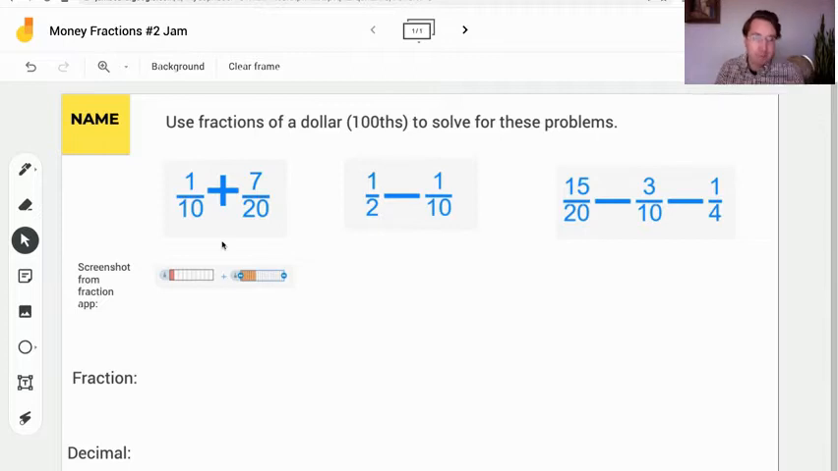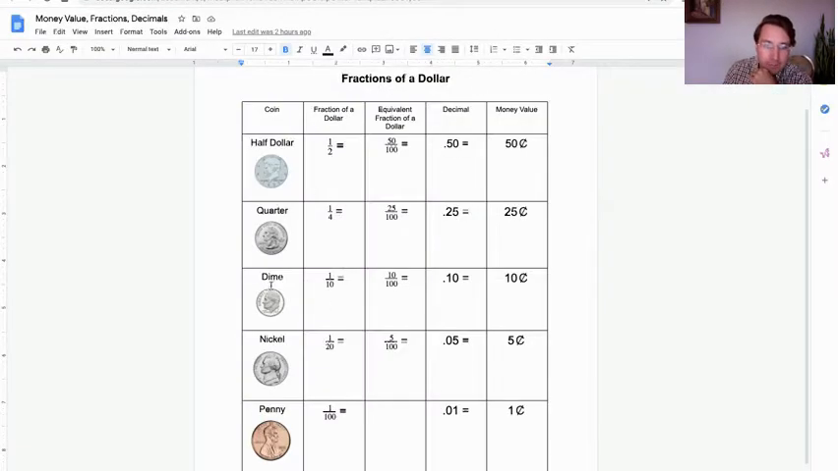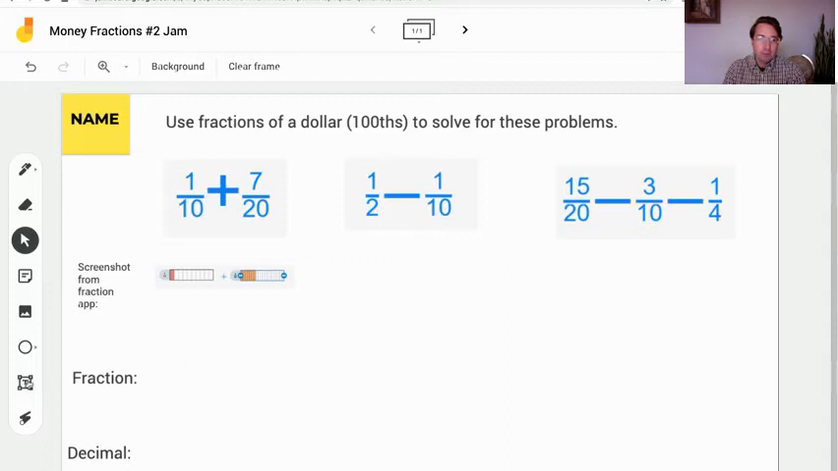Now let's jump into the actual math here. So let's do the fraction. It says use fractions of a dollar to solve these. So we're doing everything in hundredths. 1/10, let's look at our coins. 1/10, that's a dime. You need 10 dimes to equal a dollar. Each dime is 10 cents, 10 1/100ths. So we can change 1/10, we can make it 10 100ths because a dime is 1/10 of a dollar and it's 10 100ths of a dollar. These two numbers, 1/10 and 10 hundredths, they are actually the same number, just expressed in 2 different ways.